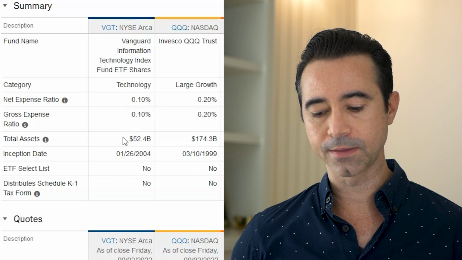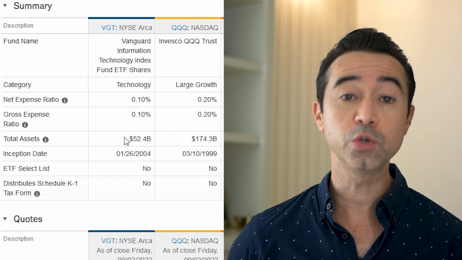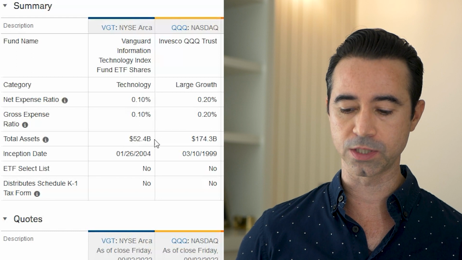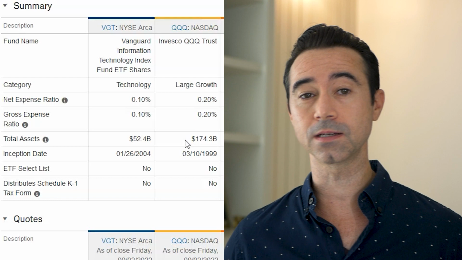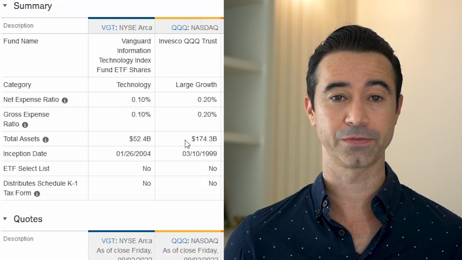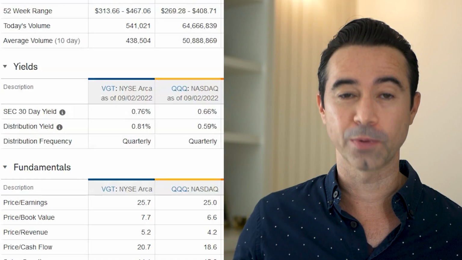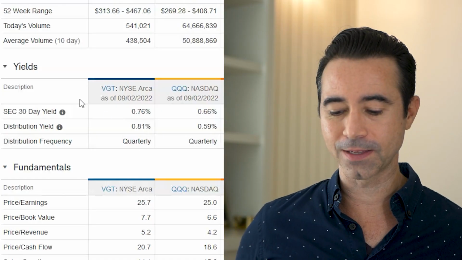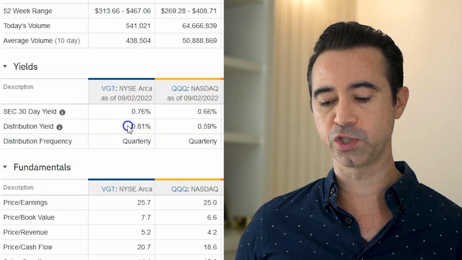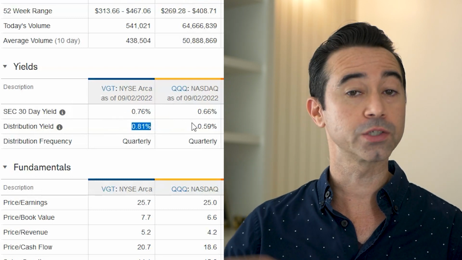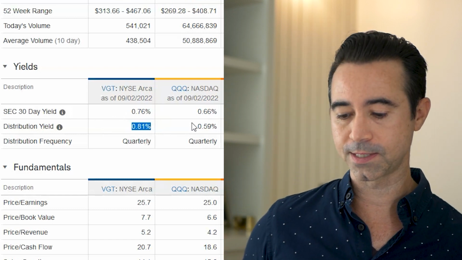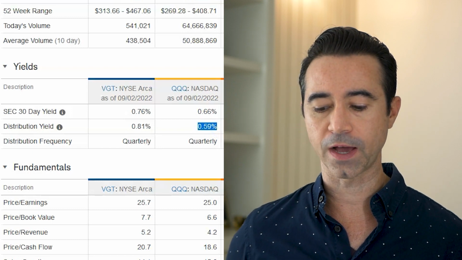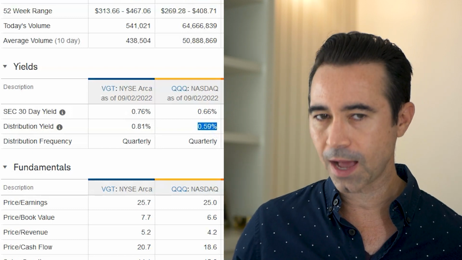So let's move on. The total assets of both of these, they're both huge ETFs: 52 billion in VGT and 174 billion in QQQ. So much larger for QQQ, but still VGT is a giant ETF in itself. This next part's probably not that interesting to you if you're really investing in tech-related companies. You probably don't care that much about yield, but let's talk about it anyway. The distribution yield on VGT is 0.81%. Essentially think of that like a dividend yield. How much money do you get back via distributions by owning this ETF? And then QQQ is 0.59%. So you get a little bit of yield in these, not a lot, but you do get some.